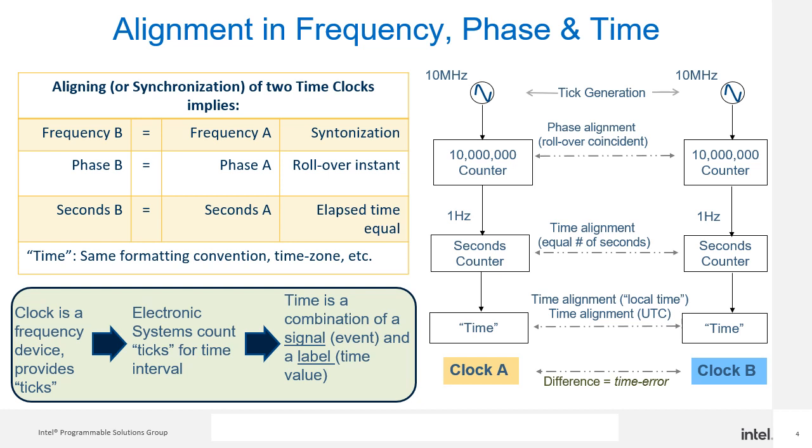So a clock is a frequency device providing ticks. Electronic systems count ticks for time interval, and time is essentially a combination of event, which is the instant we are looking at, and a time, elapsed time, shall we say, from the chosen starting point.